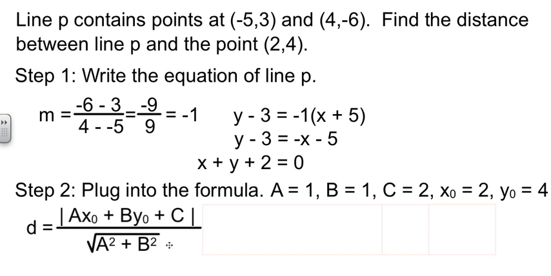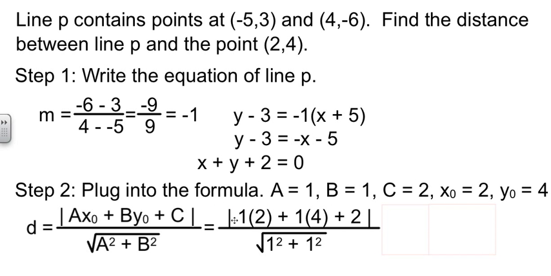This was our distance formula that we had on the previous page. Plug in the numbers. 1 times 2 plus 1 times 4 plus 2 over the square root of 1 squared plus 1 squared. So we get 8 divided by the square root of 2, which I punched into my calculator and got 5.657.